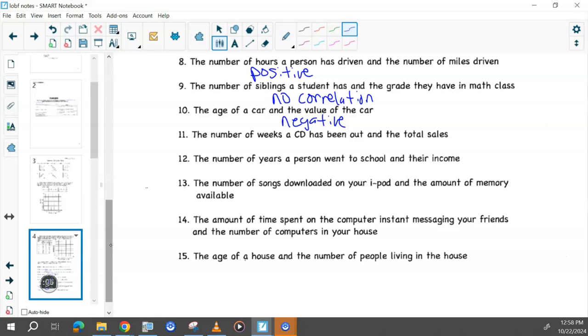Positive. Typically, the more years you went to school, usually you have a higher income, but that depends on your job salary. Like, I was in school for 4 years. There are other teachers who went to get their master's, doctorate. So they have more money, yes, because they went to school for longer.